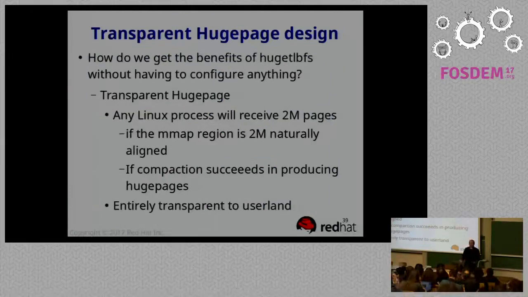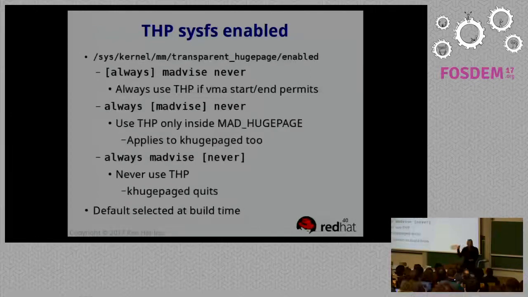The way to use transparent huge pages basically doesn't require any change in your application. You just allocate a piece of memory bigger than 2 megabytes, and you're going to get transparent huge pages on it. So it's going to do the same thing you would be doing earlier with hugetlbfs, but without having to use hugetlbfs. It's entirely transparent to userland.